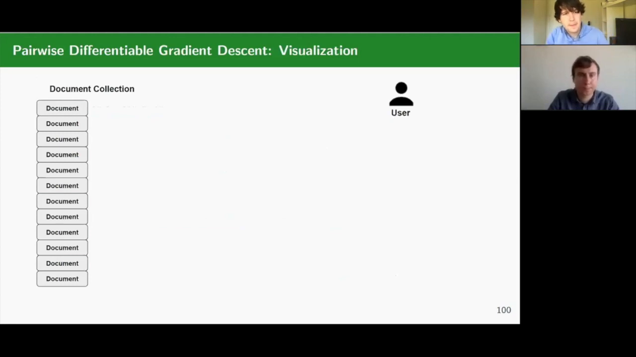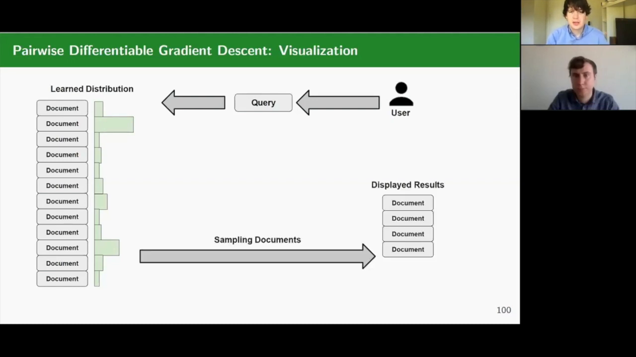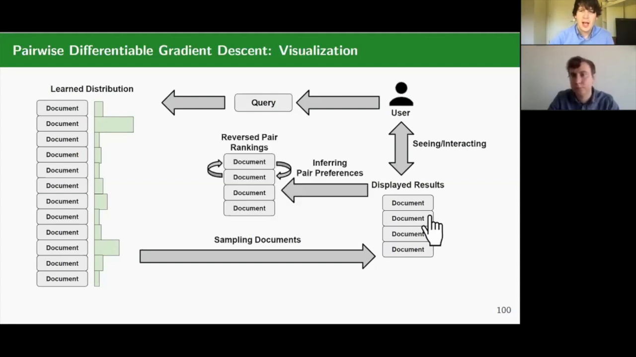In a visualization, we have the user on the one side, the document collection on the other side. We'll get a query, then according to our model, we'll have a distribution over this document collection. We can sample a ranking from that, show it to the user. The user may interact with some documents. We'll get some preferences there. And then we're going to look at the reverse pair rankings. We're not showing this to the user. We're just looking at how likely were we to have shown that. What was the probability of these rankings? Because it tells us how much of a bias we have in one direction or the other. And then we can correct for that and get a somewhat unbiased update.